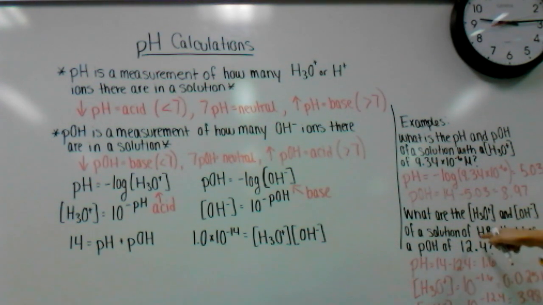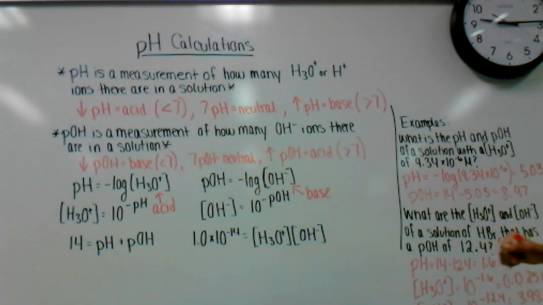Now if we think about these, HBr is an acid, so it makes sense that we have a much larger concentration of hydronium than we do of hydroxide.